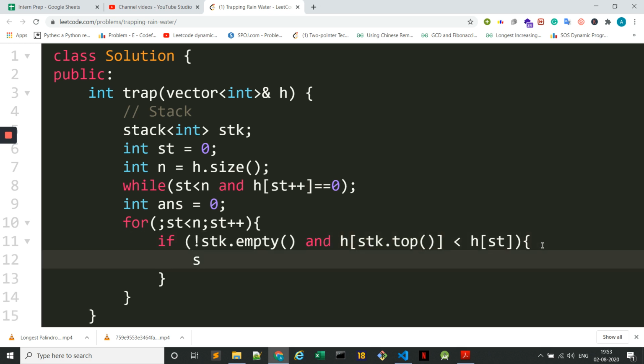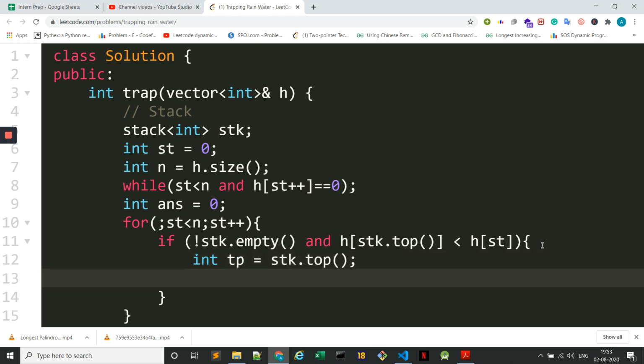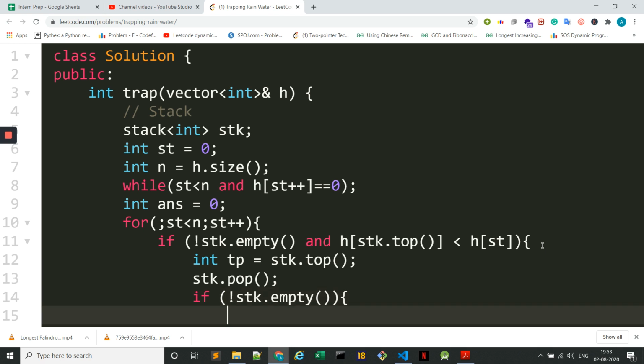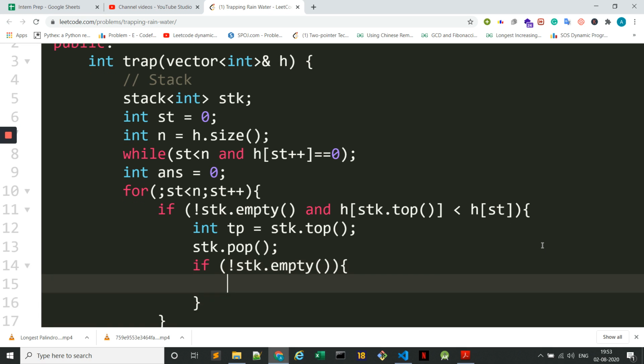So what we will do is I will store the index of the top in the TP variable, the top index, and then I will pop my stack, right? Now if the stack is non-empty after popping this element, that means I have the lower bound for this as well, right? Because for each and every element we want the lower bound and the upper bound as well. So if the stack is not empty after popping the top element, that means we have a lower bound, right?